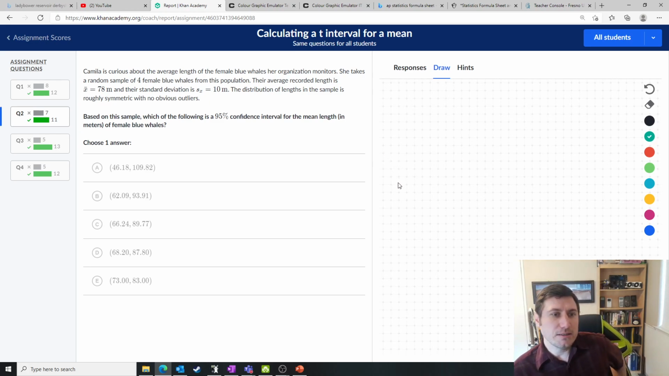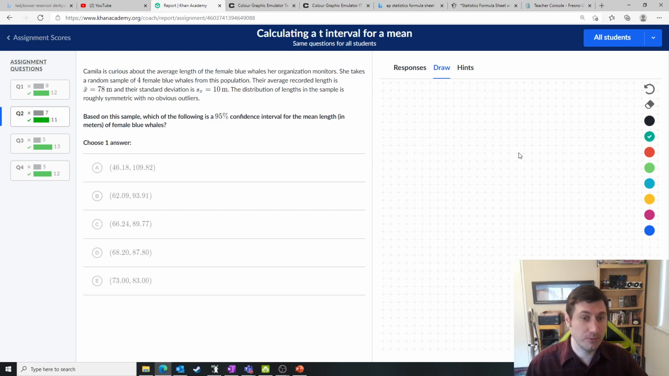So, Camilla is curious about the average length of the female blue whales her organization monitors. She takes a random sample of 4 female blue whales from this population. Their average recorded length is 78 meters, and the standard deviation is 10. So that's from the sample, right? The distribution of lengths in the sample is roughly symmetric with no obvious outliers. Based on the sample, what is the 95% confidence interval? So we're going to take the 78, plus or minus.